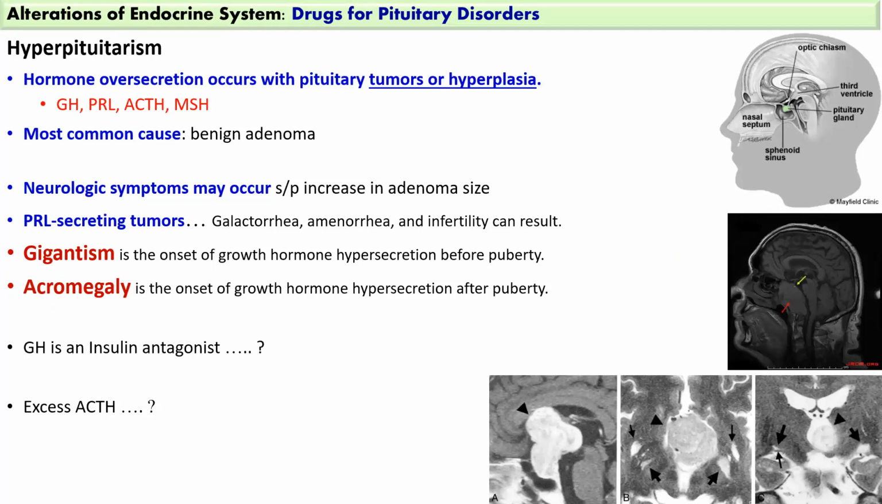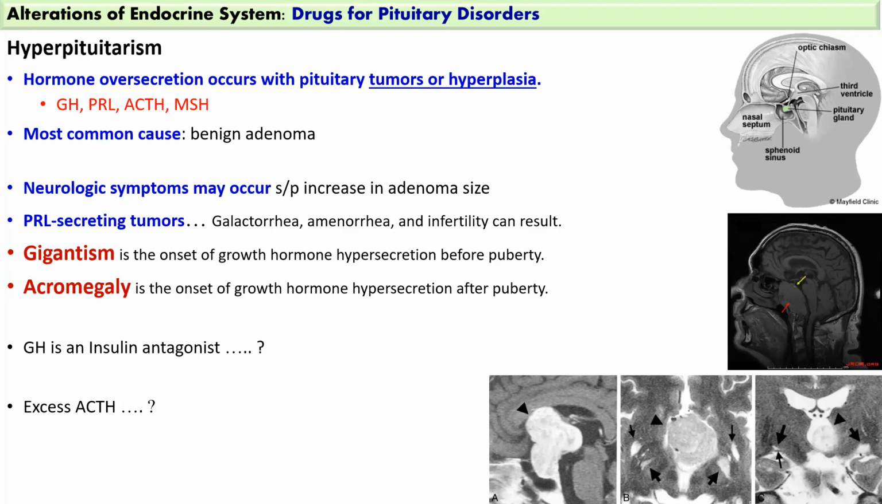So it occurs most often in anterior pituitary cells that would produce the growth hormone, prolactin, ACTH hormone, MSH hormone. So most common cause, benign adenoma. That's a hypothalamic problem. The neurologic symptoms may occur with or status post an increase in adenoma size.